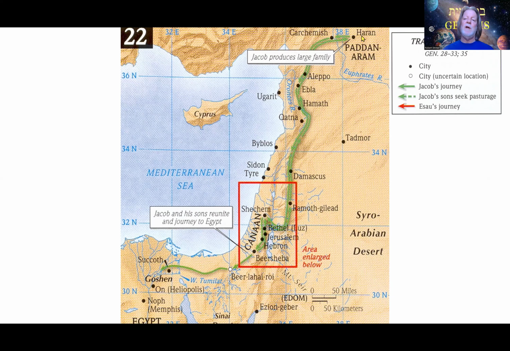One of the things that we're going to learn in our text for today, or just be reminded of, is that the extended family up here in Haran, which is modern day Syria, in those days was called Padan Aram, which is kind of a reference to the Fertile Crescent, the land between the Tigris and Euphrates rivers.